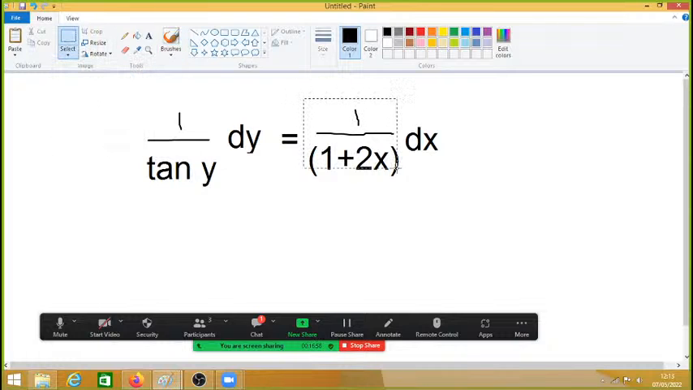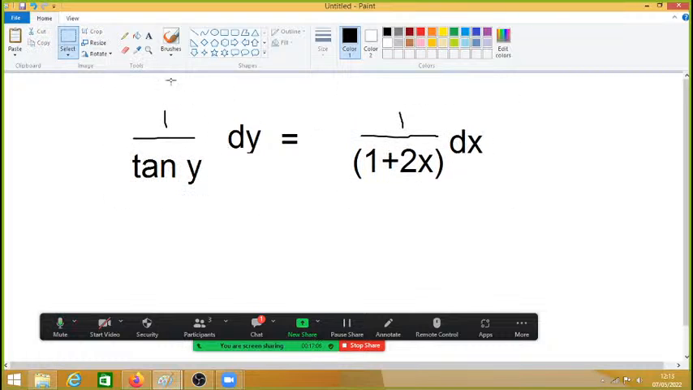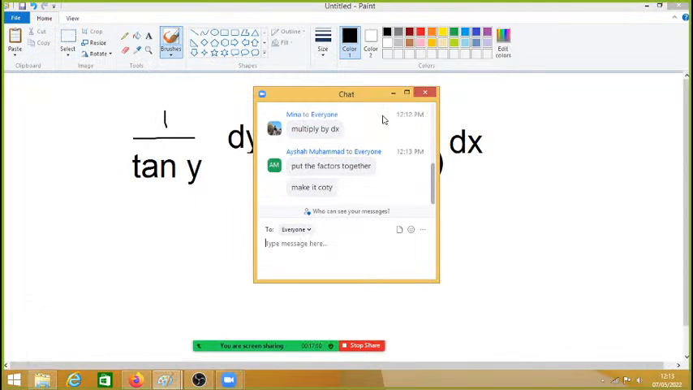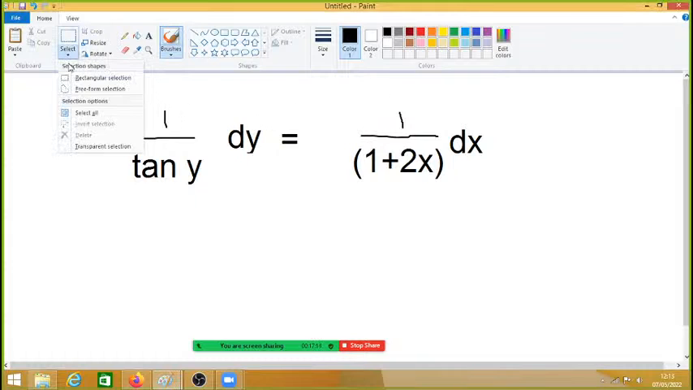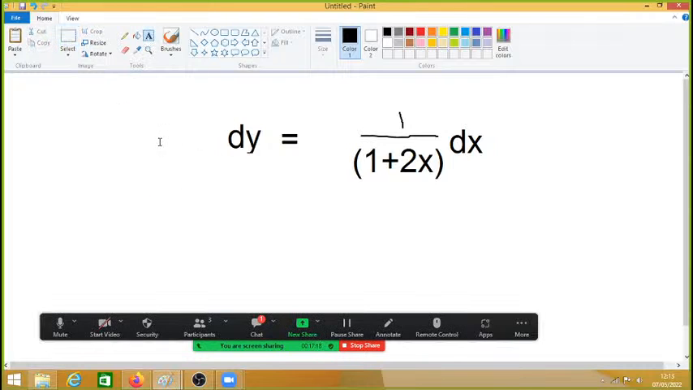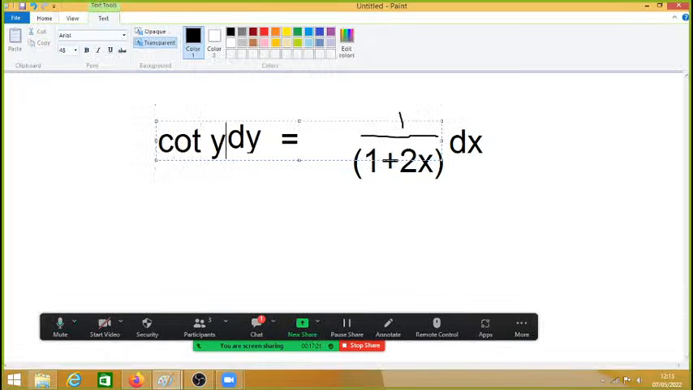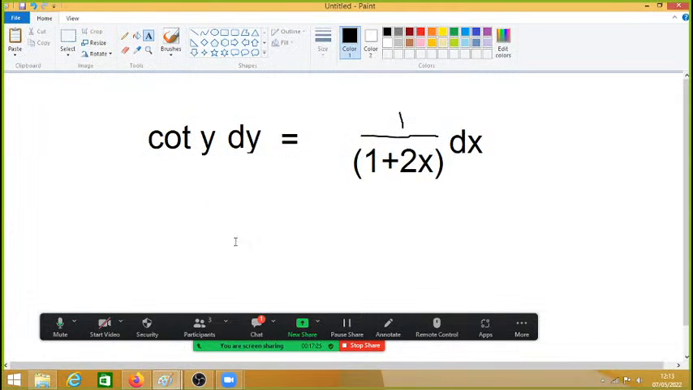Remember, we've got an equation that's differentiated. We want to try and get to the original, so we have to do the opposite. Make it cot y. We can do that at this stage, that's fine. That would make things easier. So let me put cot y instead of 1 over tan y. That's fine. I actually did it a bit later, but it's probably better to do it earlier.